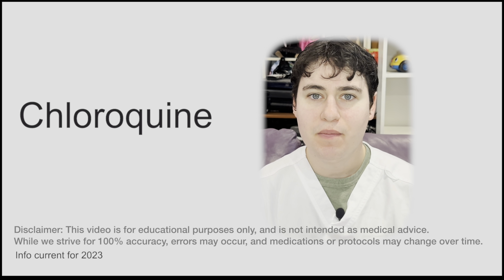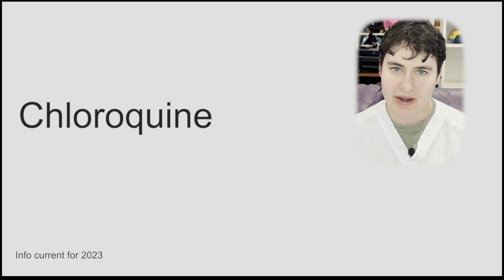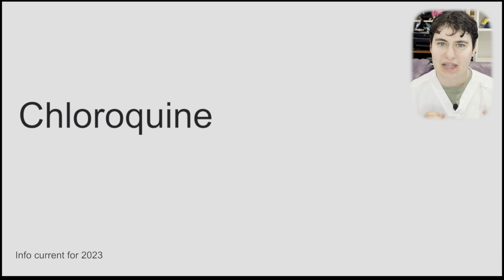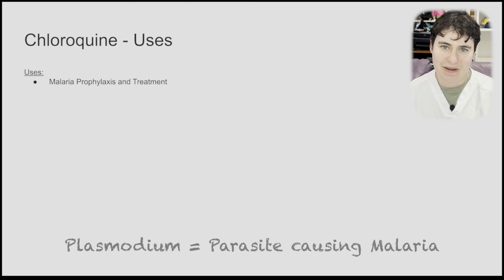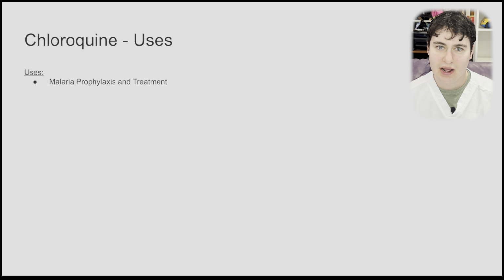So basically, the drug chloroquine has a few uses, but the main use is going to be in the treatment of malaria. Now, the organism, the parasite that is causing malaria is called Plasmodium, and there are different species of Plasmodium. Now, so let's get right into this. So the uses of chloroquine, it can be used as a prophylaxis or it can be used as a treatment.